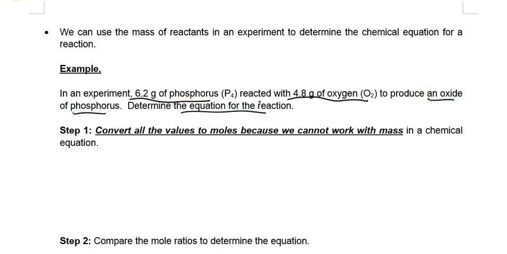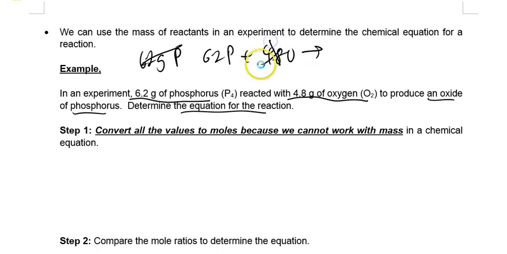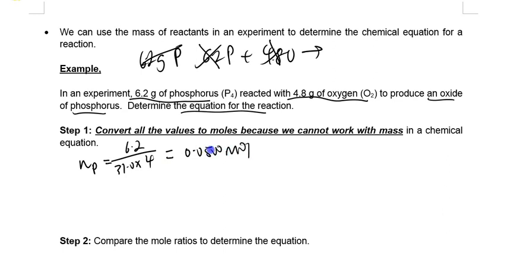It produces an oxide, and we must determine the equation for the reaction. So of course we cannot equate. We cannot say 6.2 grams of P plus 4.8 grams of O gives us something. This is not equivalent because this is in mass. So we must convert all the mass values into moles. So for phosphorus, it is 6.2 divided by 31 times 4 is P4, 0.0500 moles. For my oxygen, it is 0.150 moles. Okay, so based on this, we can determine the equation already.